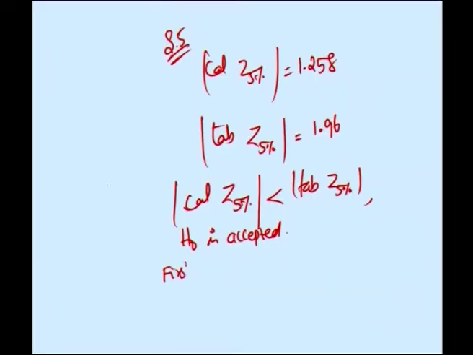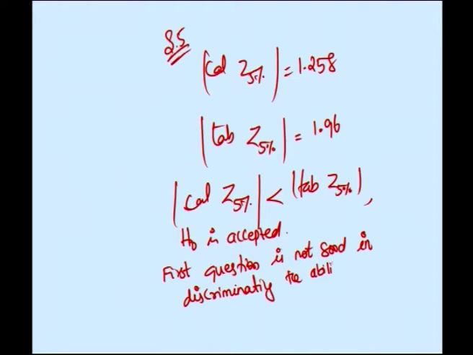That is, the two population proportions are equal in the sense of answering the first question. The first question is not good in discriminating the ability of the type. We have answered the question given. You have been asked to verify whether the first question is not good. Yes, the first question is not good, that is the answer.